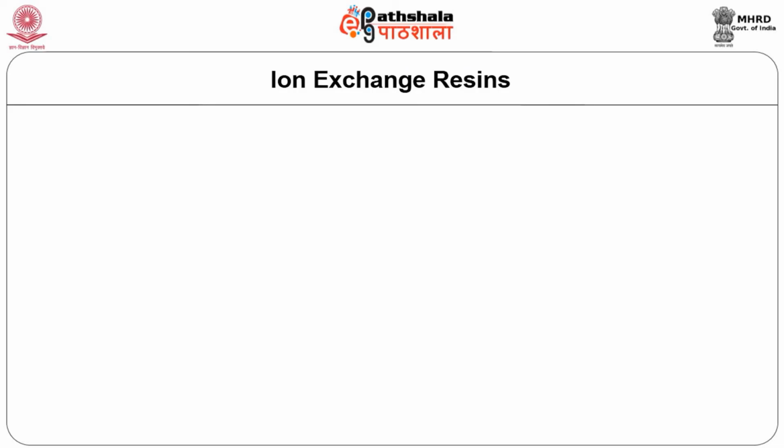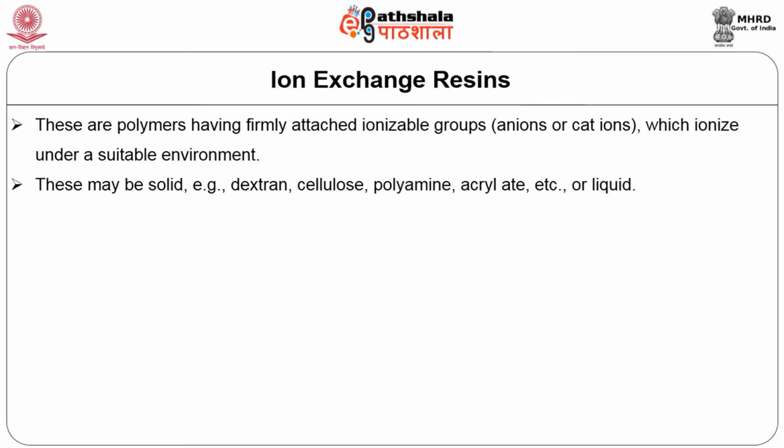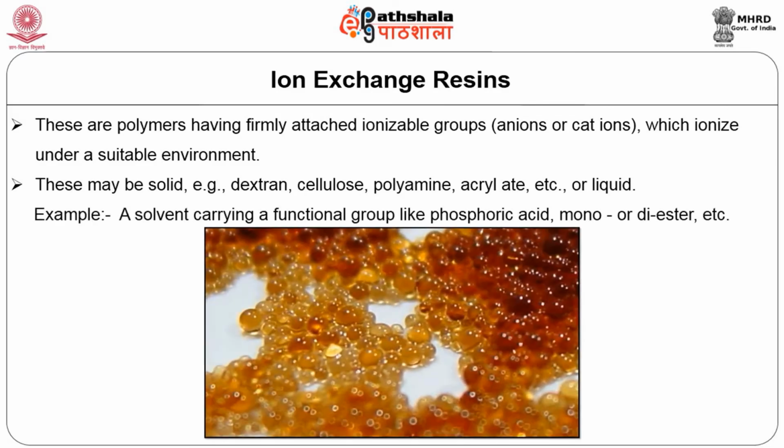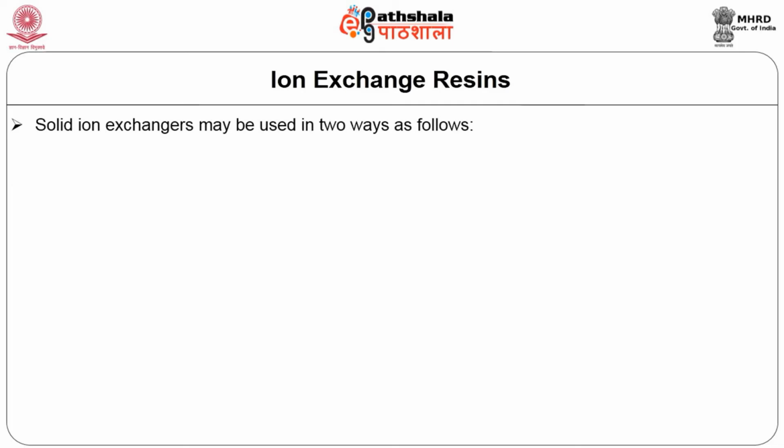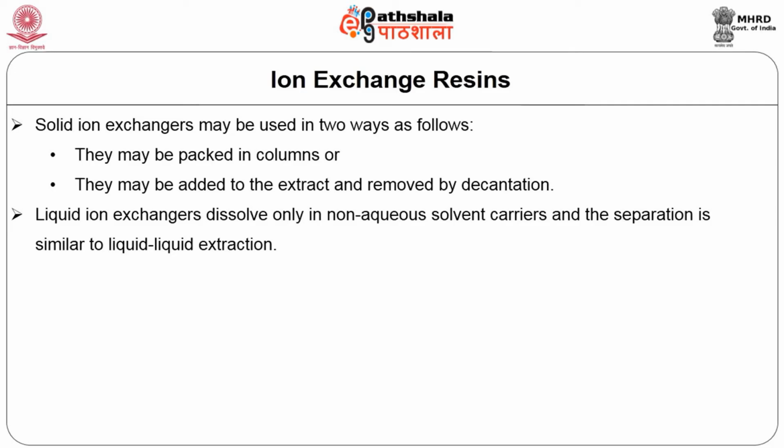Let us consider the ion exchange resins now. These are polymers having firmly attached ionizable groups, anions or cations, which ionize under a suitable environment. These may be solid, for example dextran, cellulose, polyamine, acrylate, etc., or liquid, for example a solvent carrying a functional group like phosphoric acid, mono or diester, etc. Solid ion exchangers may be used in two ways as follows. They may be packed in columns or they may be added to the extract and removed by decantation. Liquid ion exchangers dissolve only in non-aqueous solvent carriers and the separation is similar to liquid-liquid extraction.